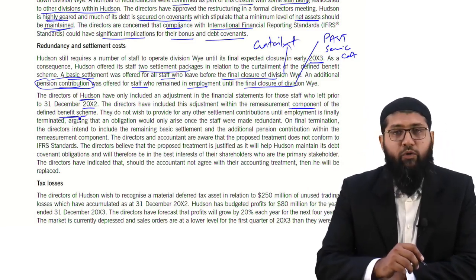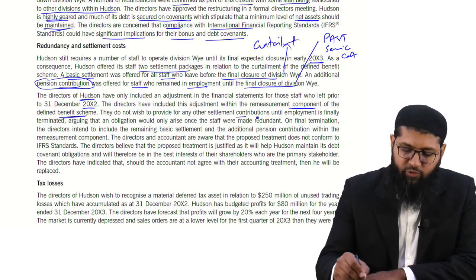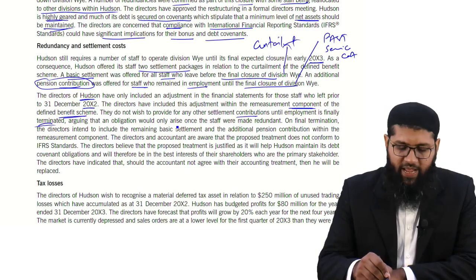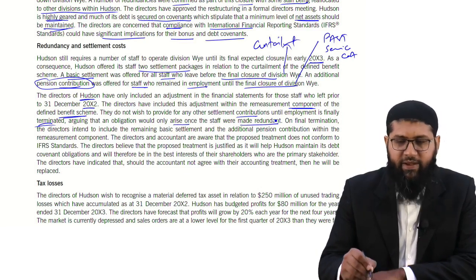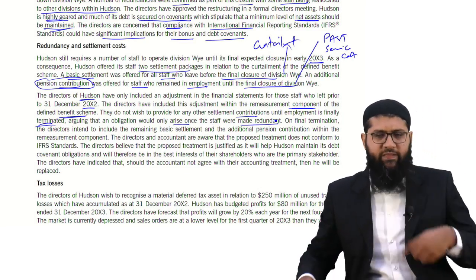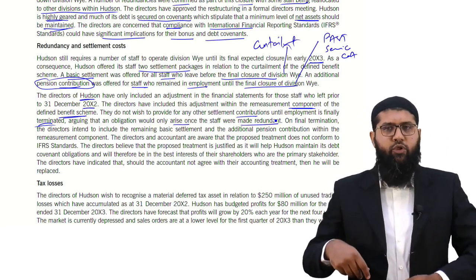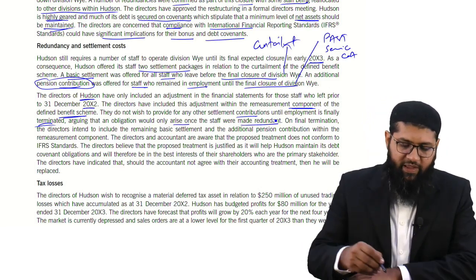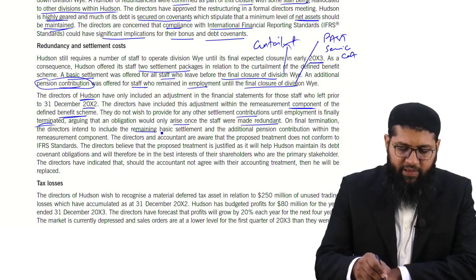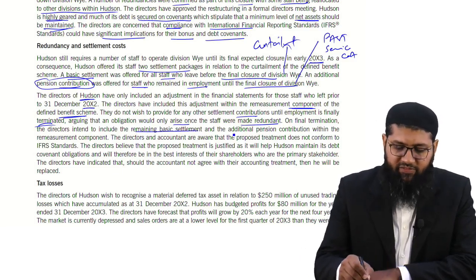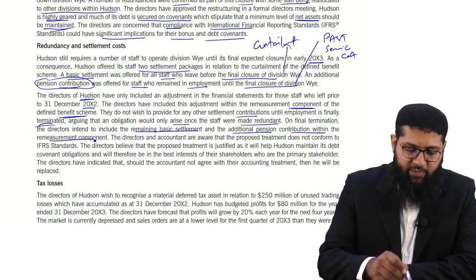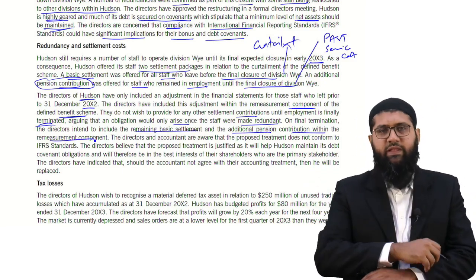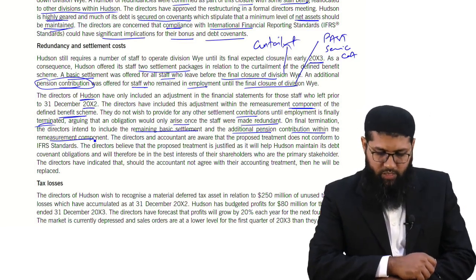They do not wish to provide for any other settlement contributions until employment is finally terminated, arguing that an obligation would only arise once staff are made redundant. So what are they saying? They say that the obligation would only arise once the staff are made redundant. On final termination, the directors intend to include the remaining basic settlement and the additional pension contribution within the remeasurement component. So upon the final settlement, they want to include that within the remeasurement component.